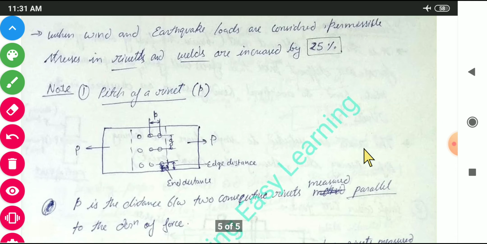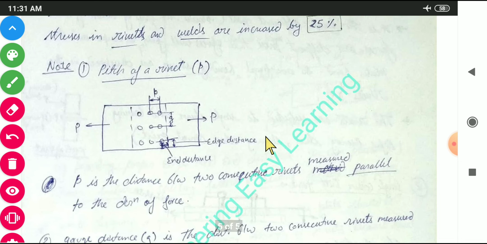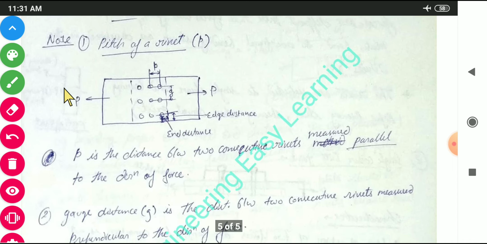As of now, I would like to show you the nomenclature used in the rivets in this joint. First is the pitch of rivet. I have shown this pitch by P. So what is pitch? It is the distance between two consecutive rivets measured parallel to the direction of force. Parallel to the direction of force means this is the direction of force. Here it is tensile.